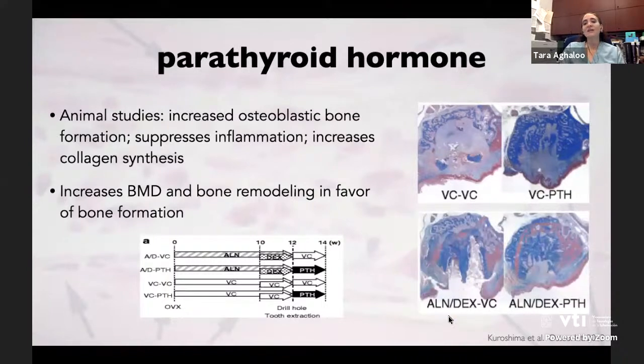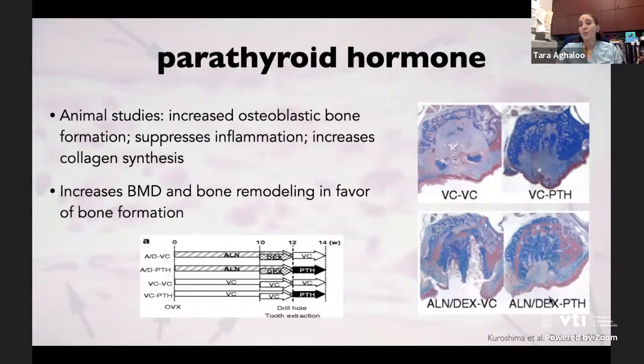However, when you give alendronate, which is like Fosamax, the bisphosphonate, and they were also given dexamethasone, a steroid, you can see that this is the outline of the extraction socket where really minimal to no healing occurs. But if parathyroid hormone is given, then the socket fills in and it heals very well. And so again, really reversing some of those effects in the animals.